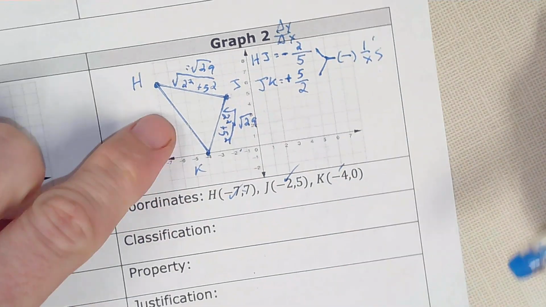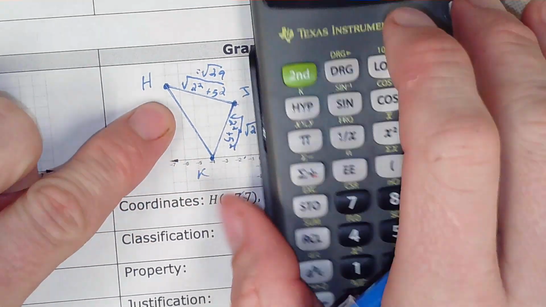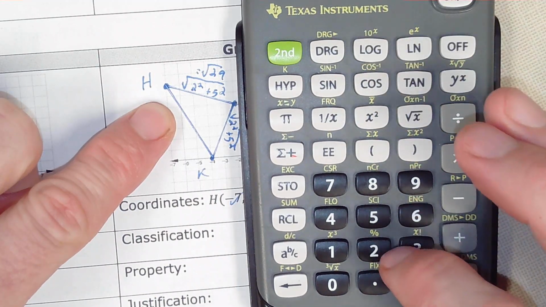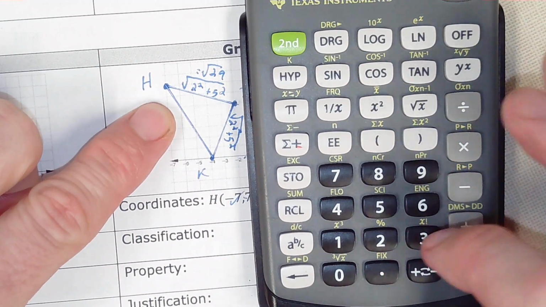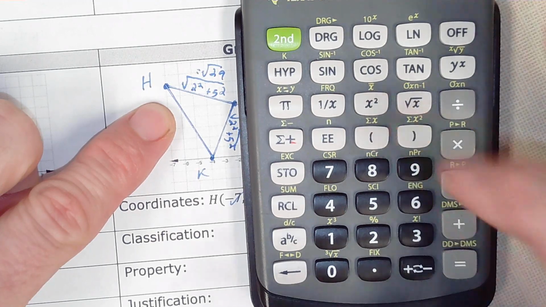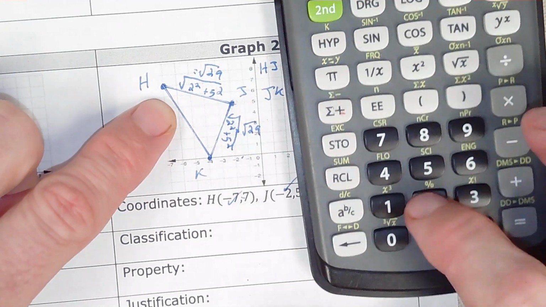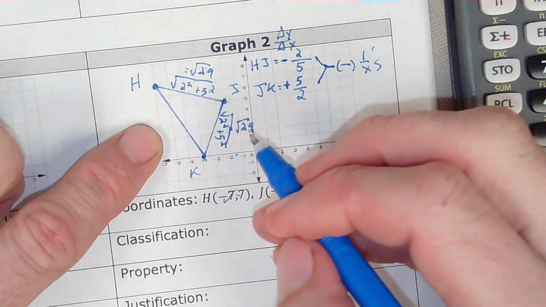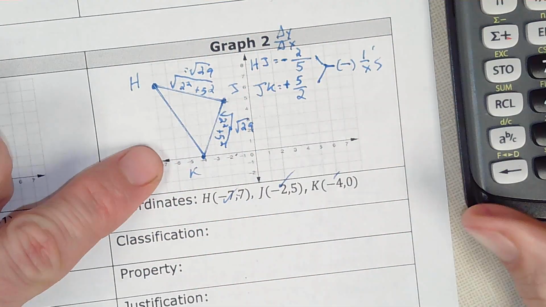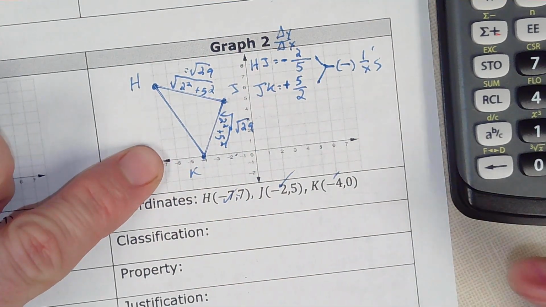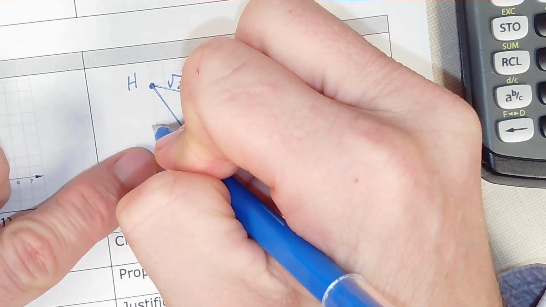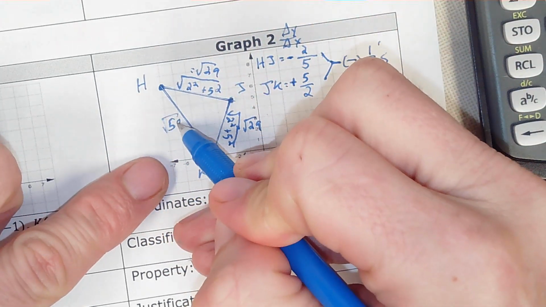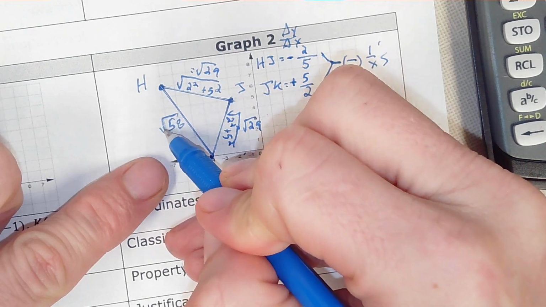Okay, well, I can figure out this length easily. 29 squared plus 29. Let's do the square root of 29. The square root of 29 squared is 29. So I guess I do 29 plus 29 equals, take the square root of that. This is the square root of 58. Well, it's 58 divided by 2, it's 29. This is the square root of 58. The square root of 58 is the length of that.